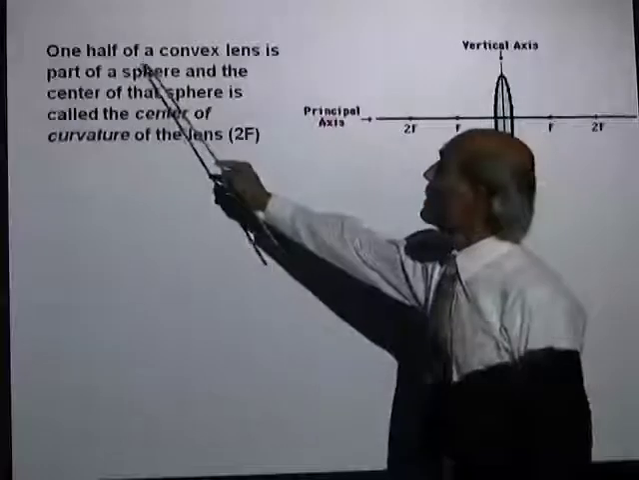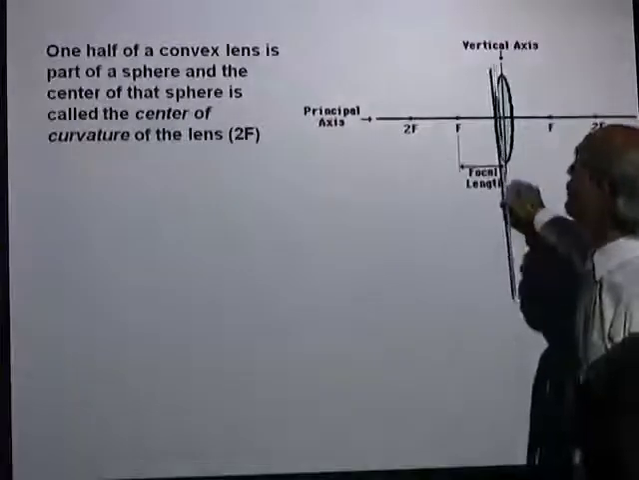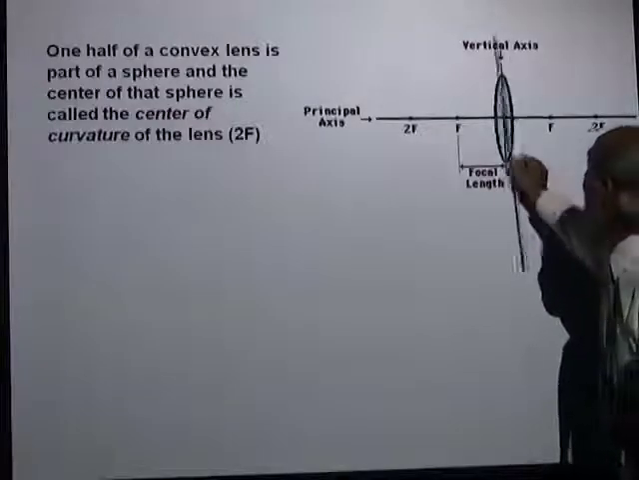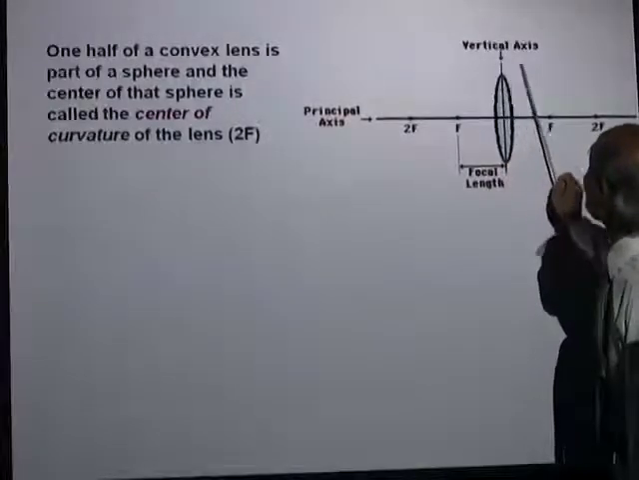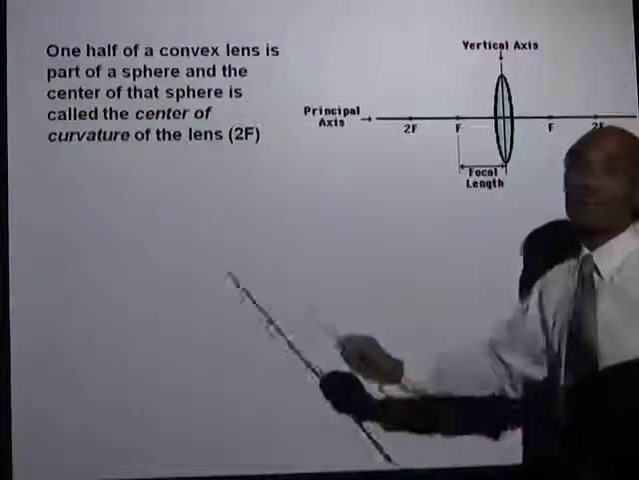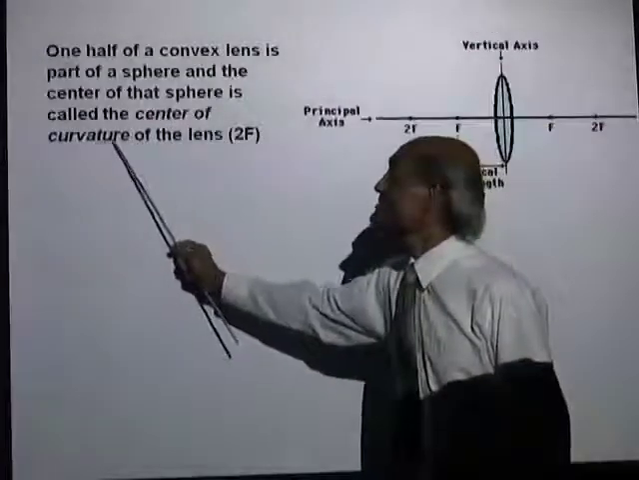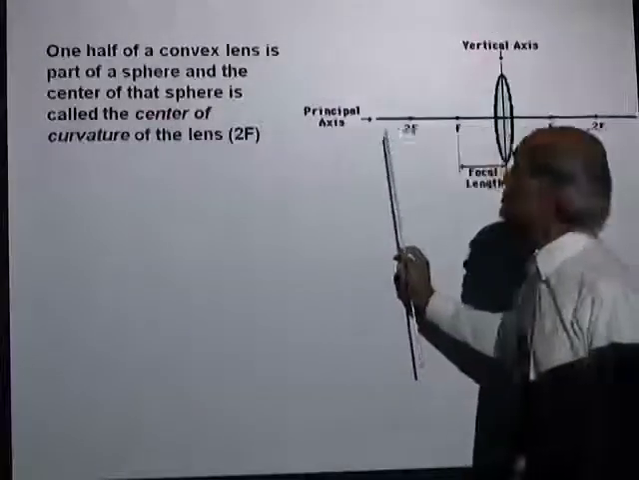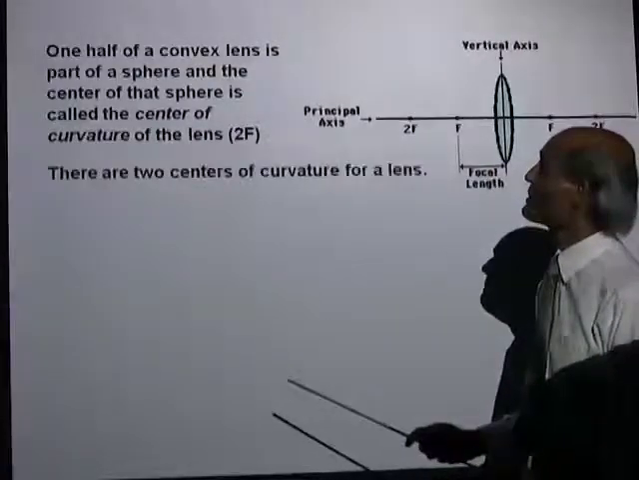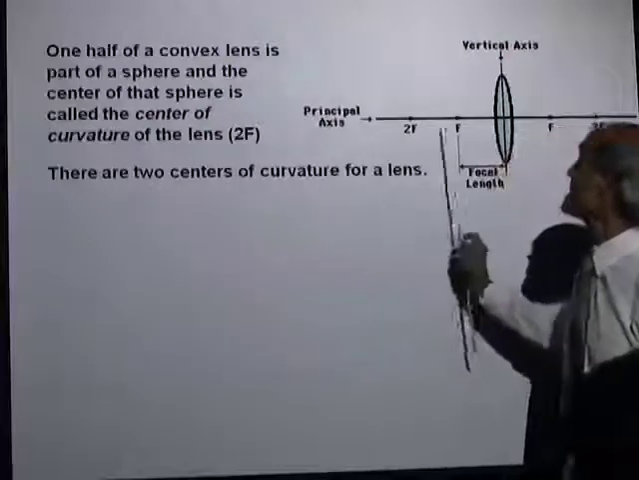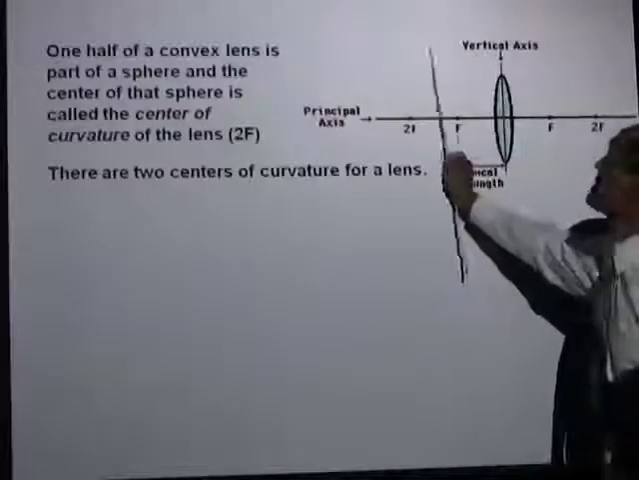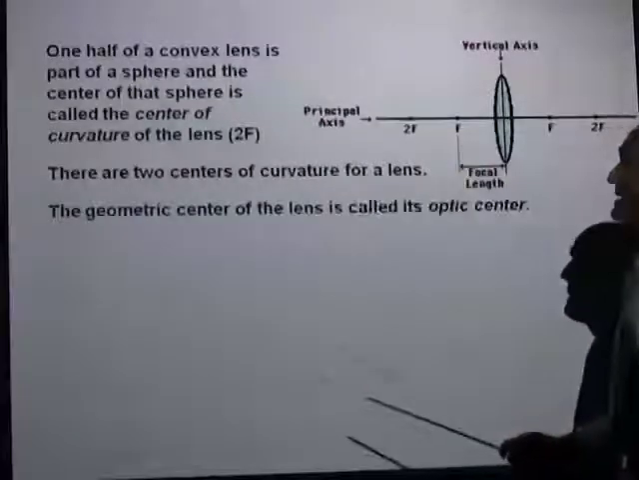Alright. One half of a convex lens, if you look at this convex lens, which is a converging lens, if you take one half of it, it can be considered to be part of a sphere. And the center of such a sphere is called the center of curvature of the lens. We traditionally mark it as 2f. 2f is the center of curvature. Now there are two centers of curvature. There is a center of curvature on the right side and a center of curvature on the left side.